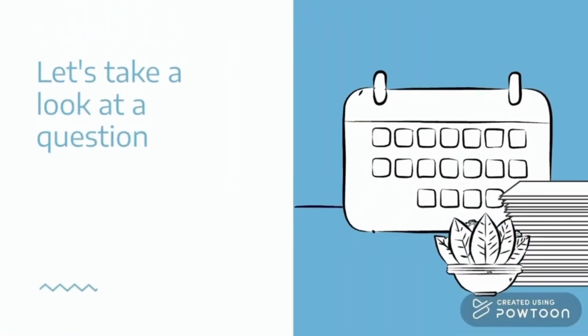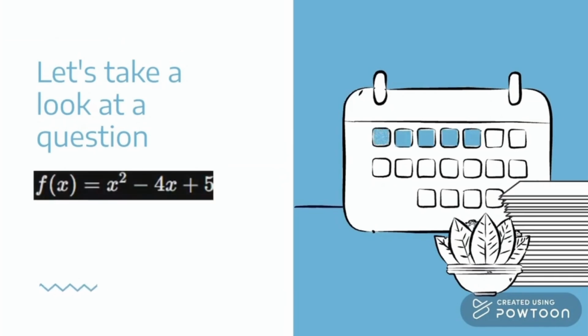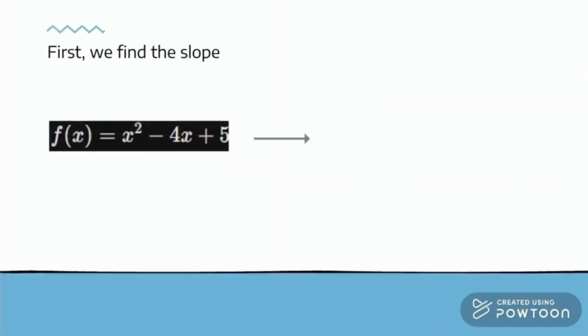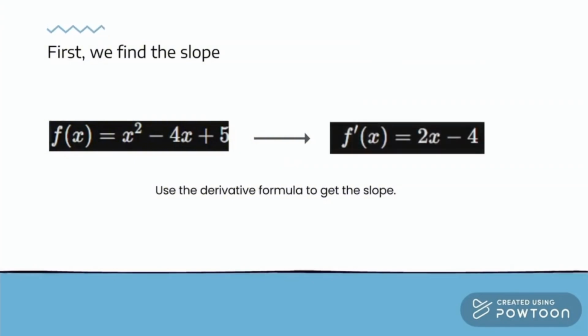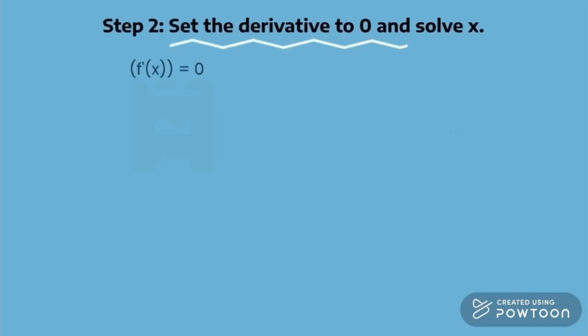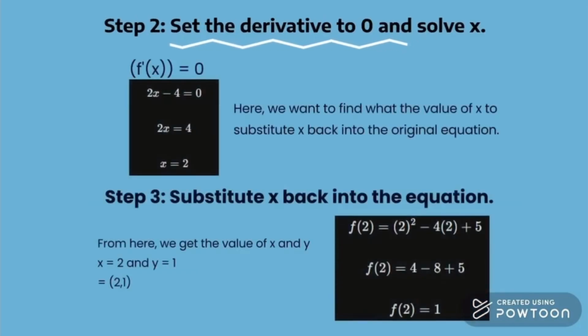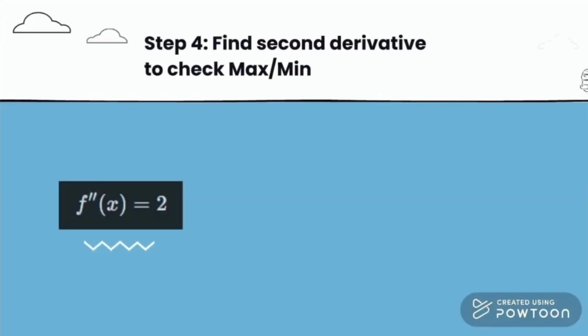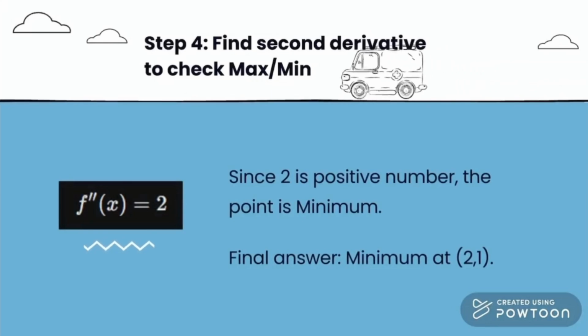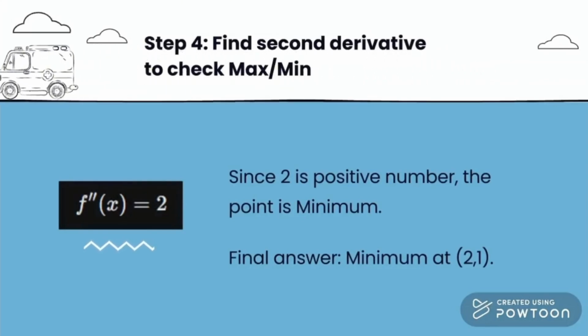Now let's take a look at the question. f(x) equals x squared minus 4x plus 5. Firstly, we use the derivative formula to get the slope, and the answer we get is f'(x) equals 2x minus 4. In step 2, set f'(x) to 0, which gets us x equal to 2, and then substitute 2 into y, which gives y equals 1. Use the second derivative to check the maximum and minimum point. Since 2 is a positive number, the point is a minimum, and the answer is a minimum at point (2, 1).